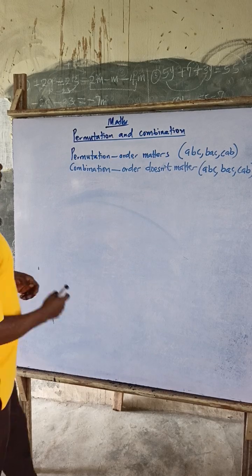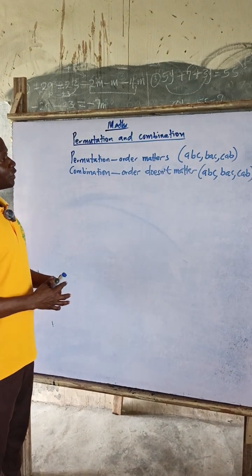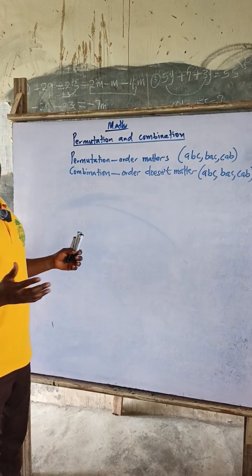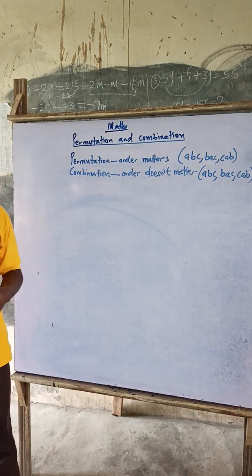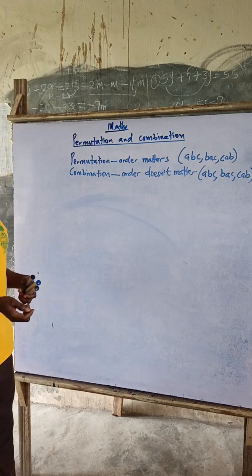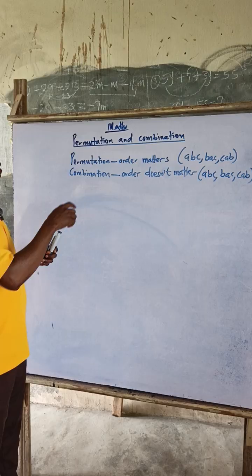Welcome, lovers. The topic we have to consider is permutation and combination. The two words simply mean arrangement. They are ways of arranging letters or numbers in mathematics.